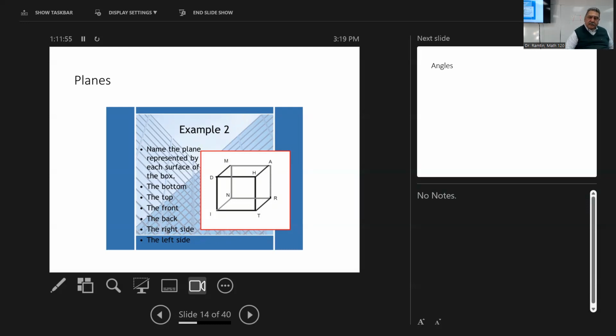So plane, as you can see in this example: name the plane represented by each surface of the box. Now, I know our eyes can play a trick on us. Let's say this is the front one. If I want to name it, it would be DHTI or IDH. You can start from any of these four points, just make sure you include all four points. The back is the solid gray, MARN. This side is DMNI and this side is HART. The top is DMAH. The bottom is NITR.